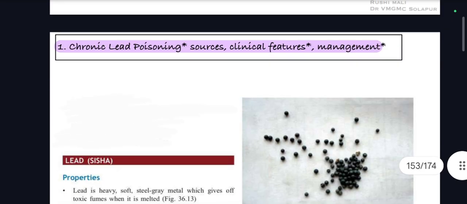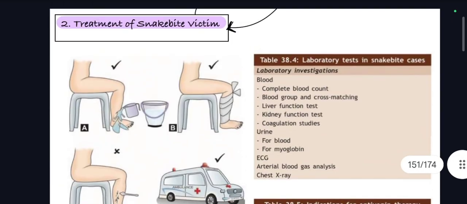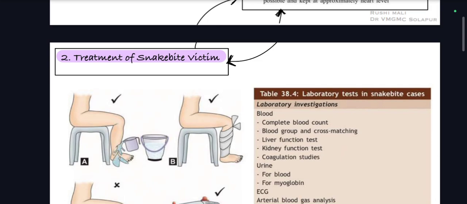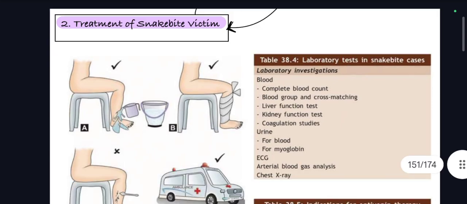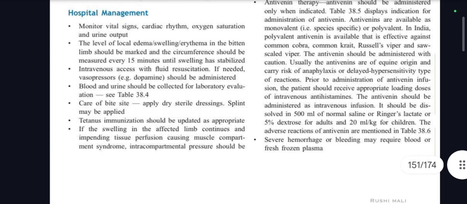Then we are good to go for our next question, but remember, in snakebite poisoning you have to write about the lab tests which we do and management. In management, remember this diagram, you will be able to write. Then hospital management is very important. You have to check for vital signs. Then you are going to examine the local edema and swelling. Then IV access with fluid resuscitation.